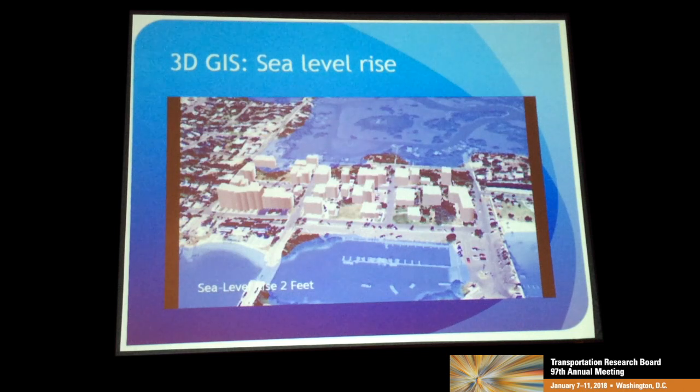So you can see how the water is gradually increasing. And we put this on the screen at a community center there where people would come in and watch it.